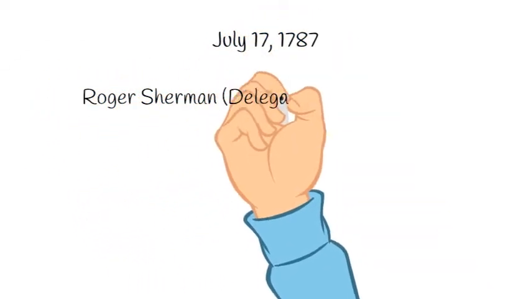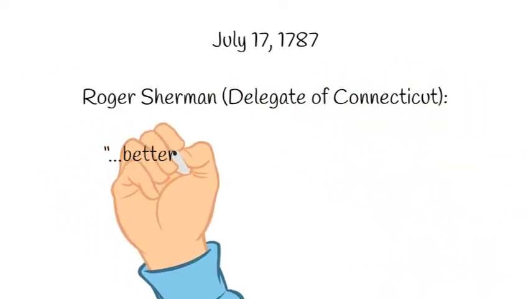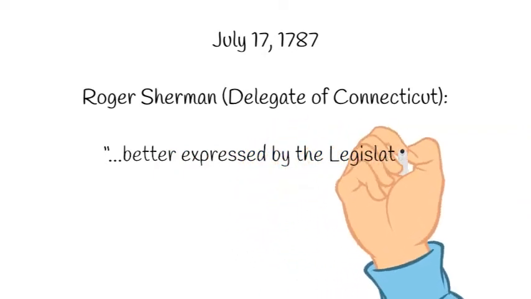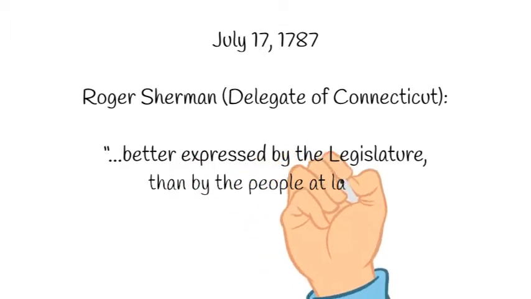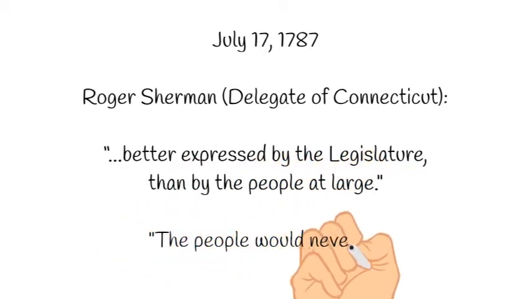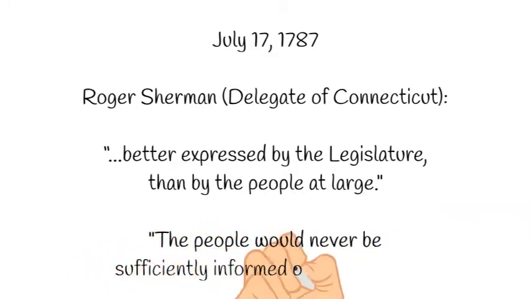Also on July 17, 1787, Roger Sherman, delegate of Connecticut, thought the mood of the nation would be better expressed by the legislature than by the people at large. The people, he argued, would never be sufficiently informed of characters and will generally vote for some man in their own state. He further argued that the largest state would always have the best chance at appointing the president.